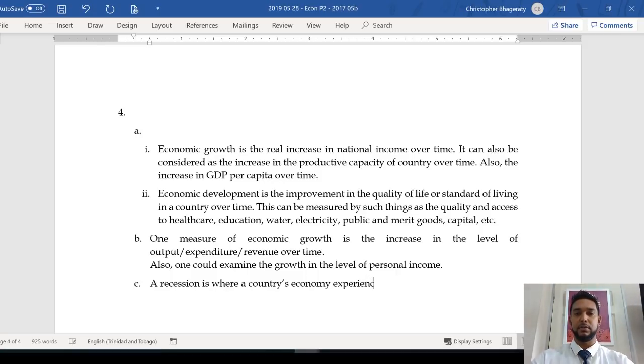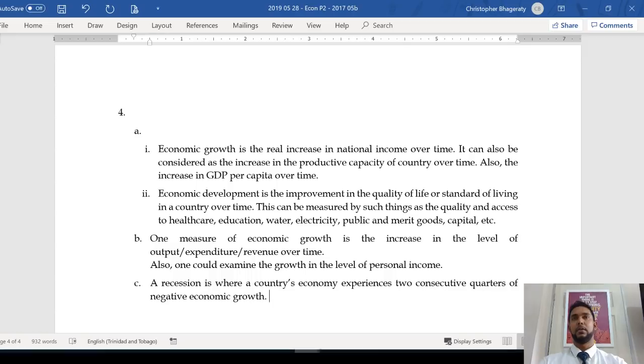A country's economy experiences two consecutive quarters of negative economic growth. In other words, its GDP is decreasing, right? So discuss two factors that contribute to this. So what could cause negative economic growth? Anybody, anything? Increase in unemployment. An increase in unemployment, okay.